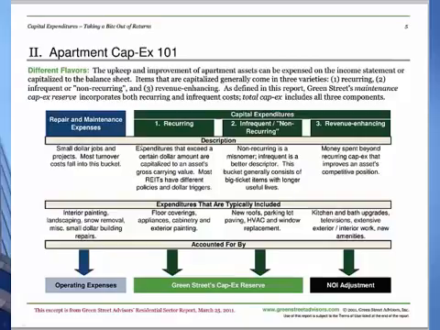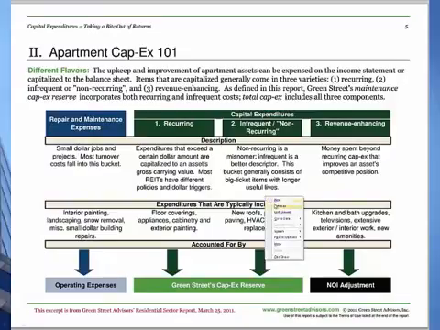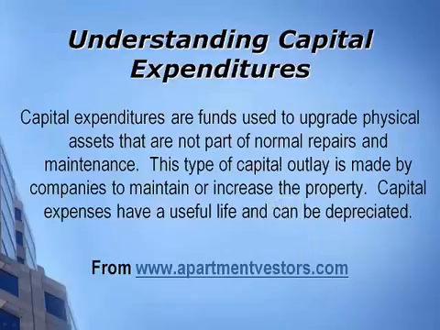Okay, whoops, let me go back. Previous. Okay. It's not part of normal repairs and maintenance. Normal repairs and maintenance would be considered an operational expense, and it would be used in the NOI calculation. Capital expenditures, the funds for capital expenditures, are not used in the NOI calculation.